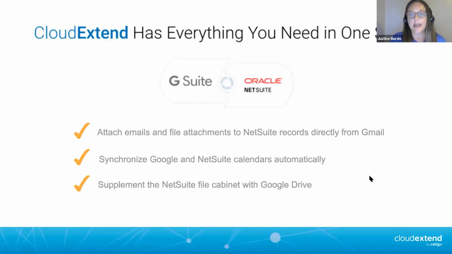Everyone here on the call is likely using CloudExtend Gmail to attach emails to NetSuite. We all know how important it is to have all of these important conversations in NetSuite for that 360-degree visibility. In addition to saving emails, you can also have your Google and NetSuite calendars sync bidirectionally so that events are in both places, NetSuite and Google. This happens automatically in the background, so users don't need to do anything differently. They're creating an event in NetSuite, it will sync to Google, and vice versa.